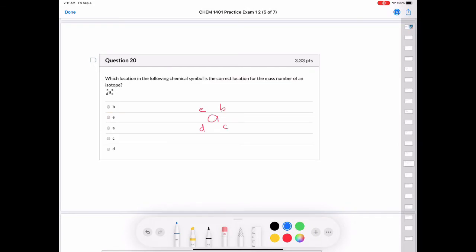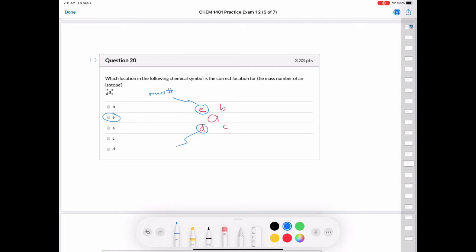Number 20, which location in the following chemical symbol is the correct location for the mass number of an isotope? Well, the correct location for the mass number is right here, on the top left. So it's going to be E. This is where we have the mass number, which is the sum of protons and neutrons.